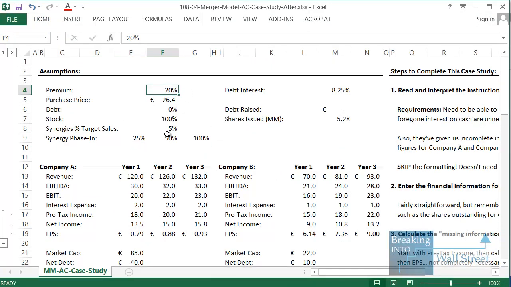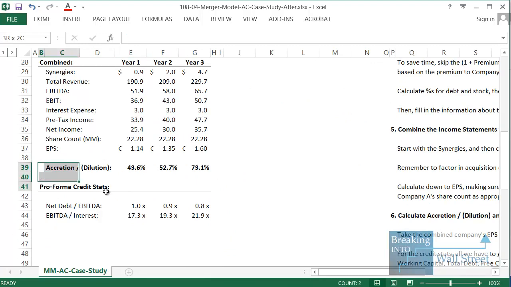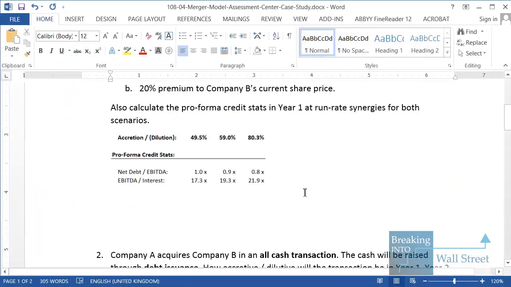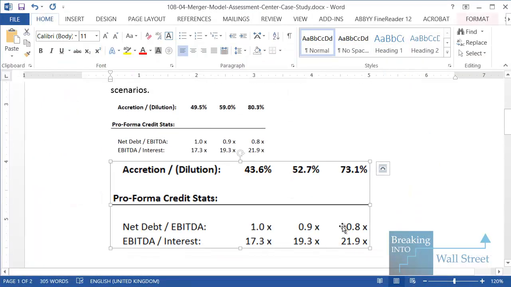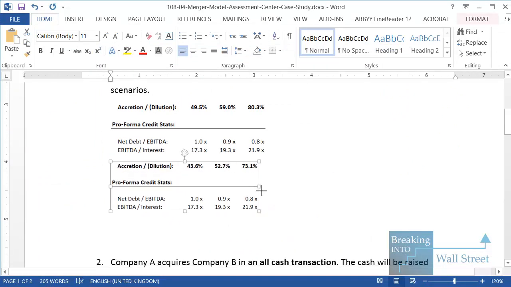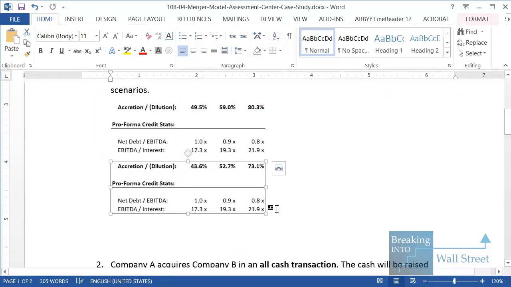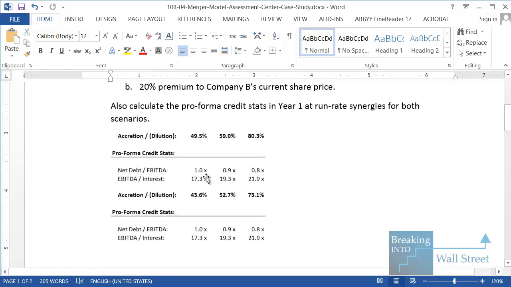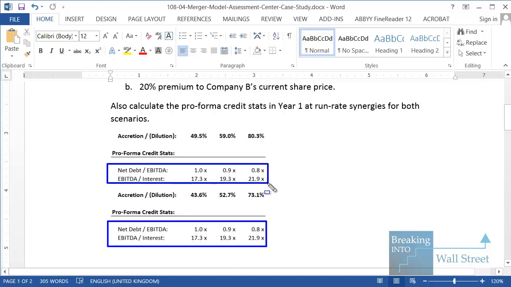Change this to a 20% premium, and what happens? Let's go down and copy this in right here. So obviously the accretion dilution is lower at a 20% premium. The credit stats are actually about the same here, which is interesting. And the reason that happens is because we're only looking at net debt, EBITDA, and interest. And in an all-share transaction, of course, the credit stats are going to stay the same because we're not using any debt. That's not changing at all. Of course, the accretion dilution is going to be different because the share count here is going to be different in an all-share transaction.